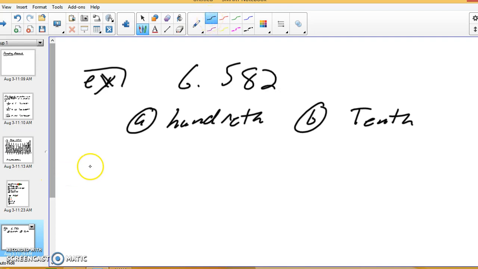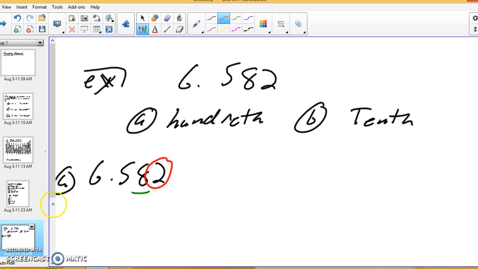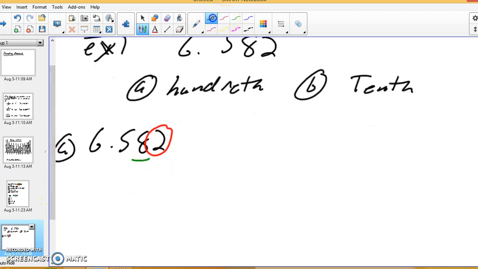Okay, let's go through this. So if we are rounding 6.582 to the nearest hundredth, well, let's identify what's in the hundredth place, which is 8, what's in the digit to the right of it, which is 2, which is less than 5, so we're going to leave 8 as the same. So 6.582 rounded to the nearest hundredth is simply 6.58.